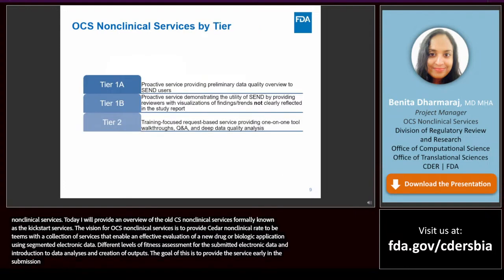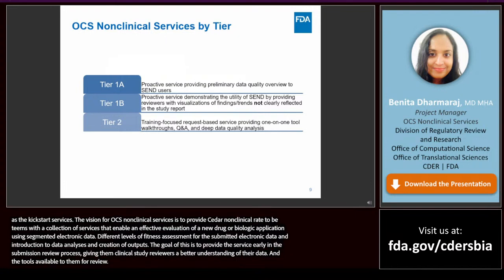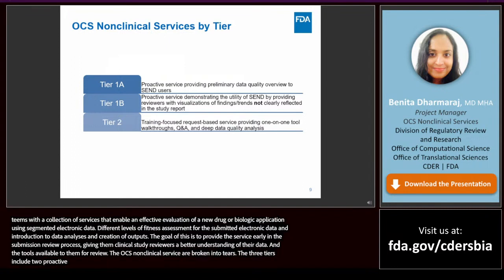The OCS non-clinical services are broken into tiers. The 3 tiers include 2 proactive services and 1 reviewer request-based service.